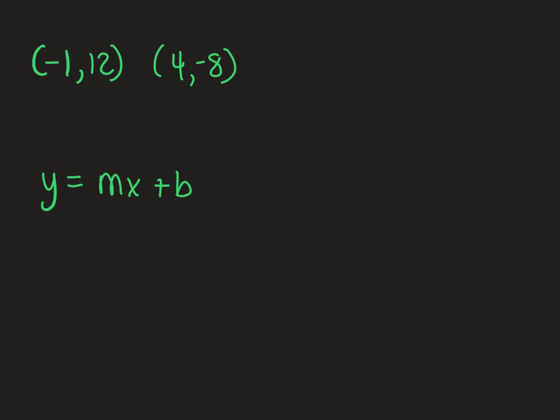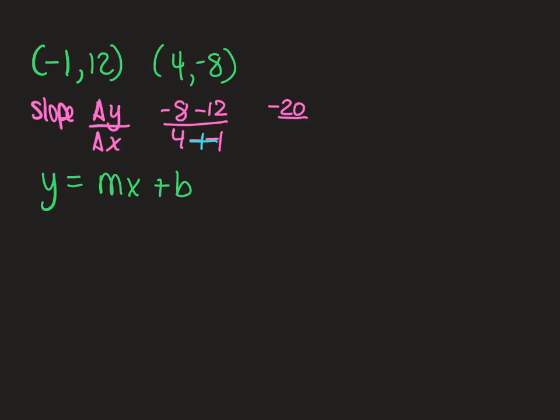Let's figure out slope. The slope, remember, is the change in y's over the change in x's. We're going to subtract our y's, subtract our x's. So I think I'll do negative 8 minus 12, then 4 minus negative 1. Negative 8 minus 12 is negative 20. 4 minus negative 1 is really 4 plus 1, which is 5. Final answer is negative 4. So now I know that M is going to be negative 4.